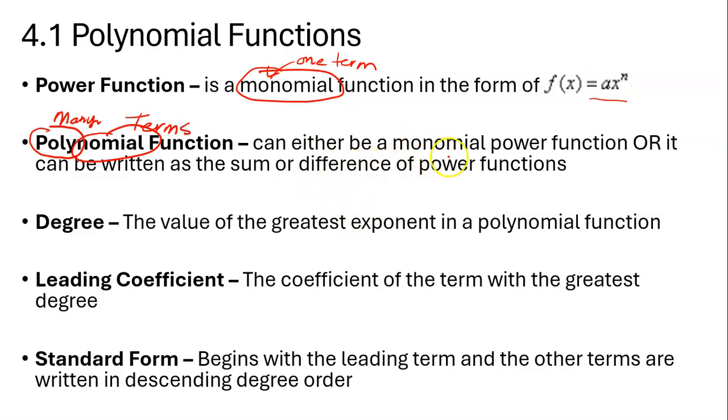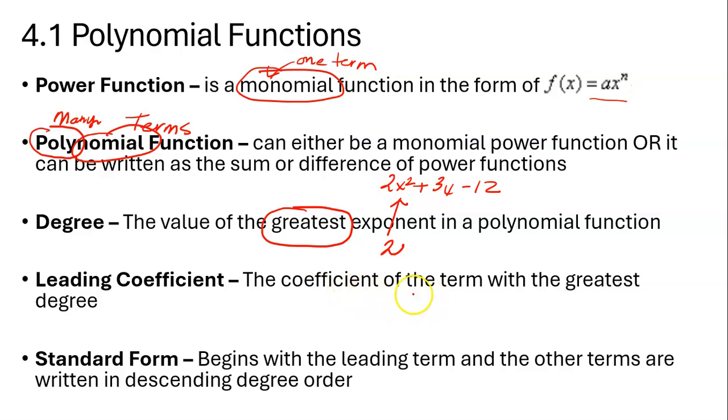It says it can either be a monomial power function, or it can be written as the sum or difference of power functions. When it talks about that, it's talking about like 2x squared plus 3x minus 12, or something to that effect. That's a polynomial, okay? The degree of a polynomial is the value of the highest or largest exponent. So for my example, the degree would be 2 because that's the highest exponent.